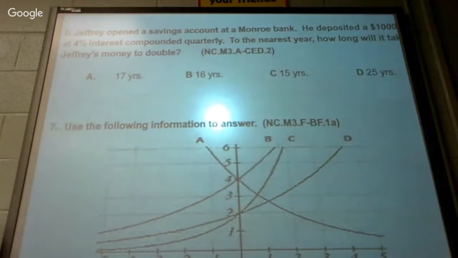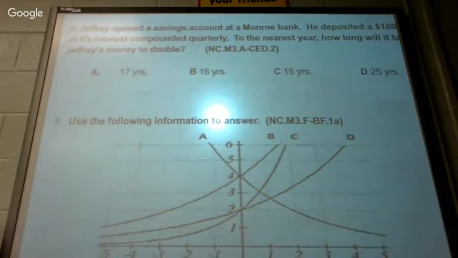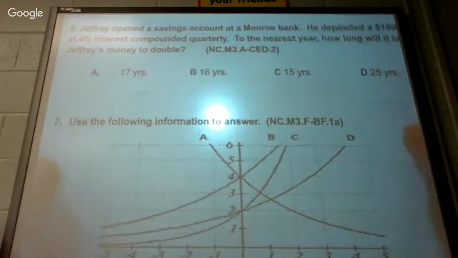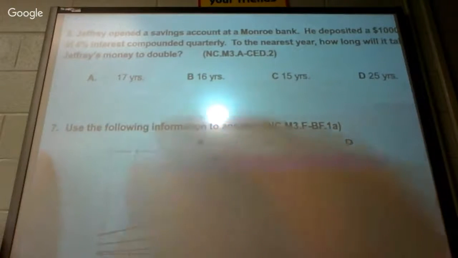Jeffrey opened a savings account at Monroe Bank. He deposited $1,000 at 4% interest compounded quarterly. To the nearest year, how long will it take for Jeffrey's money to double? Well, first of all, you have to remember the formula.